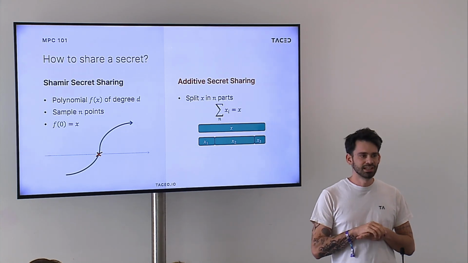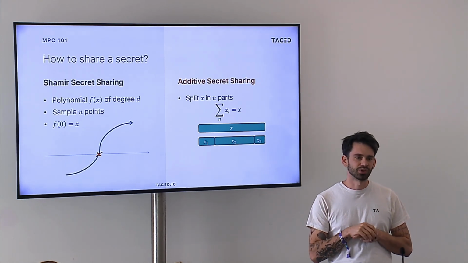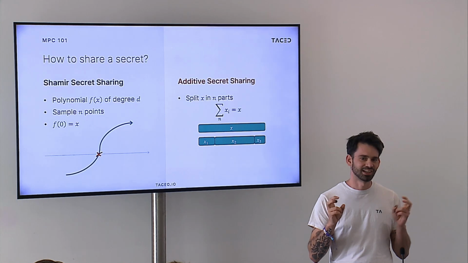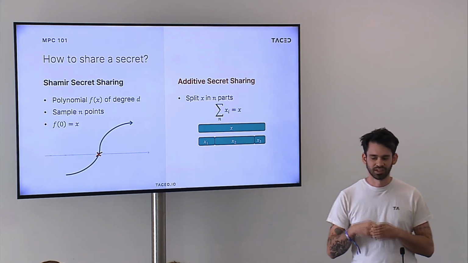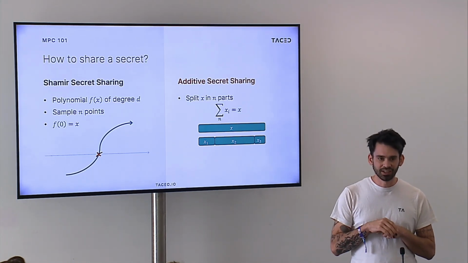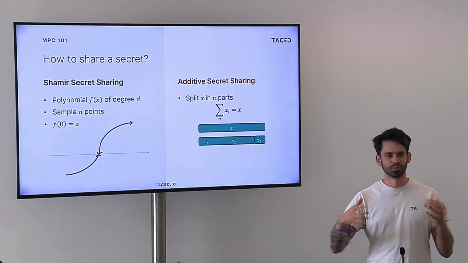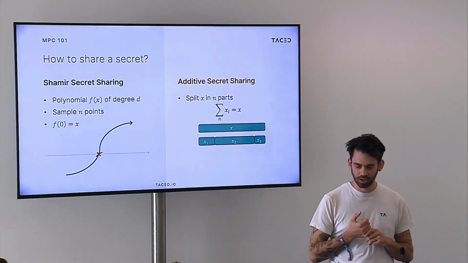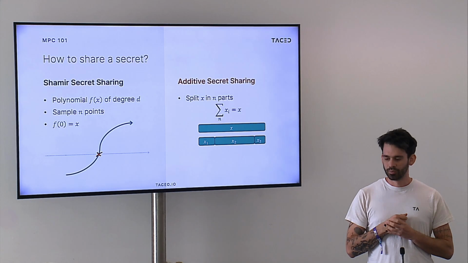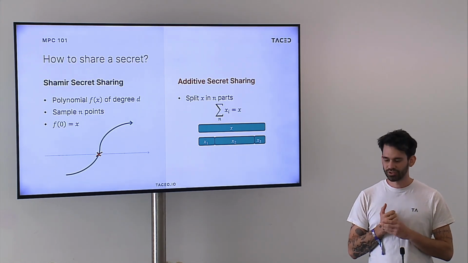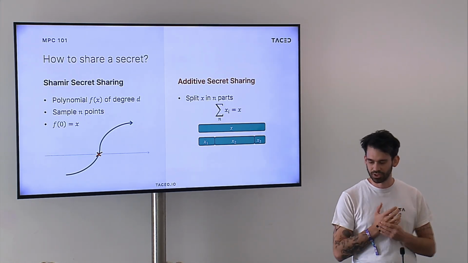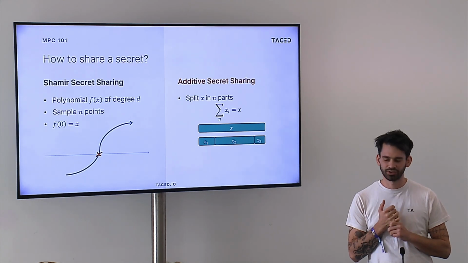This threshold T is also, in MPC protocols, usually the number of parties that are allowed to collude. So the higher the degree is, the more secure it is, so the more people need to collude. Really basic idea. Another secret sharing protocol that's usually used is called additive secret sharing.